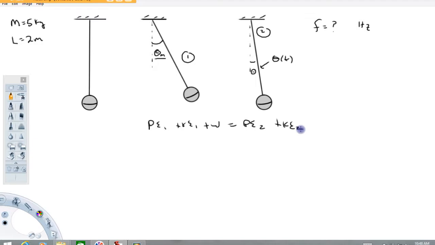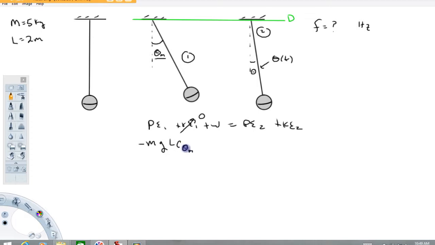Now, at position 1, the system starts from rest, so that term is going to be 0. Anytime you're dealing with potential energies, you have to define a datum. I like to use the rotation point, like the pivot point here. That's a good place to put a datum for systems like this. The problems just work out kind of nice. I'm going to choose this as my datum. That's going to make my PE1 term equal to minus mgl cosine theta max.